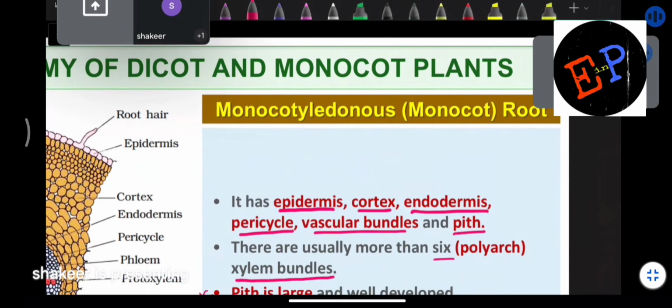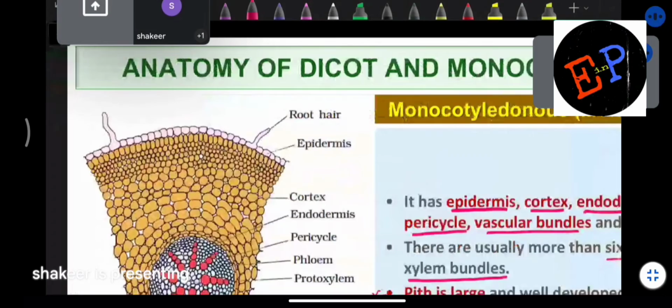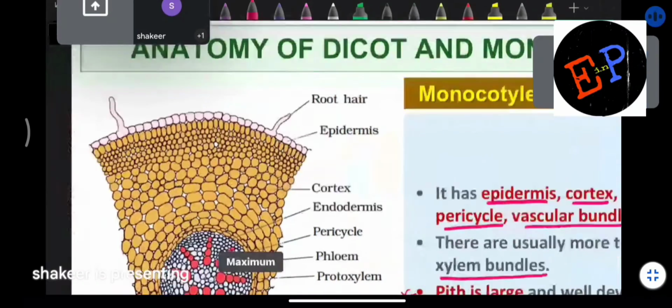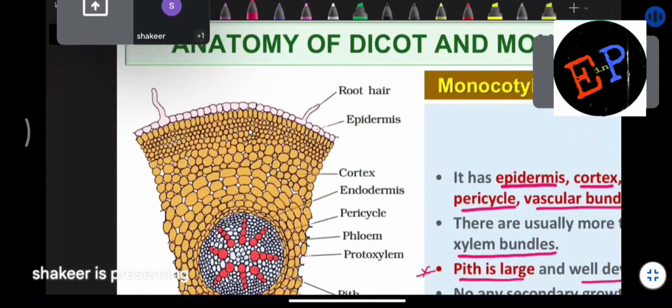What is meant by no secondary growth? There is no concept of secondary xylem. There is no concept of secondary phloem. That is called no secondary growth. Are you able to understand? If cambium is present, then only you can find a secondary xylem and secondary phloem. Cambium is absent, no? So there is no secondary growth here. Clear, no? That's it.